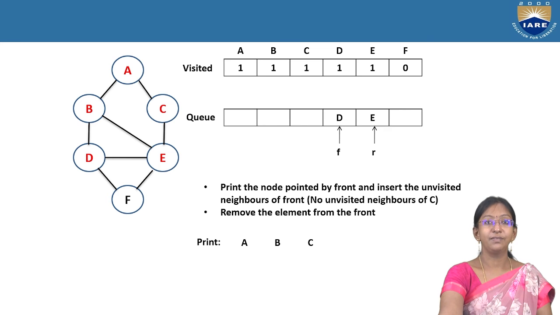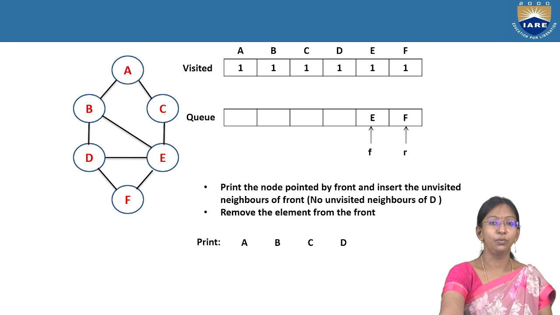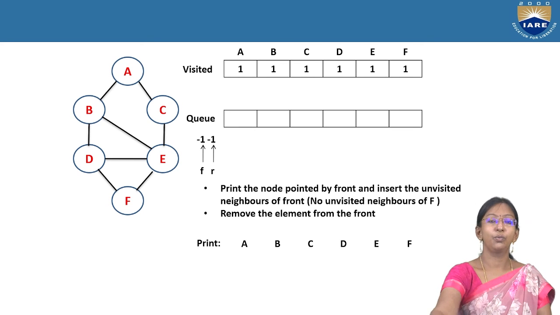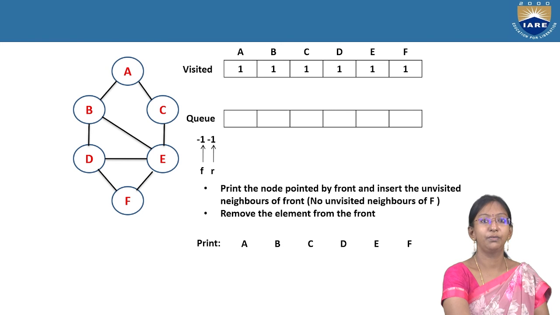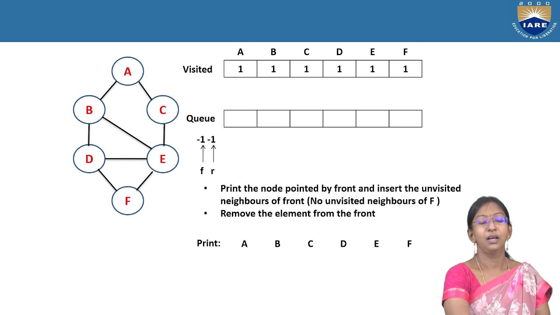So who are all the unvisited neighbors of D? F. Insert F, delete D. Then the front is E, whose unvisited neighbors are none, delete it. Unvisited neighbors of F, no one, delete it. Okay, so once the queue is empty, the front and rear will get their default value -1. So we have started with an empty queue and we ended up with an empty queue, and this is the breadth-first traversal of a graph.